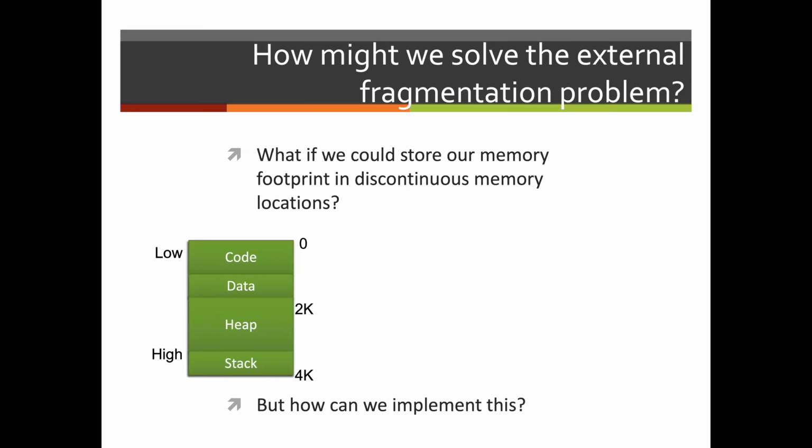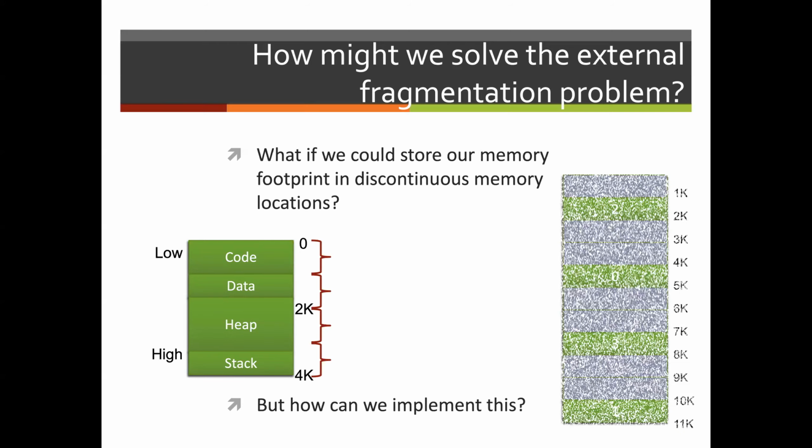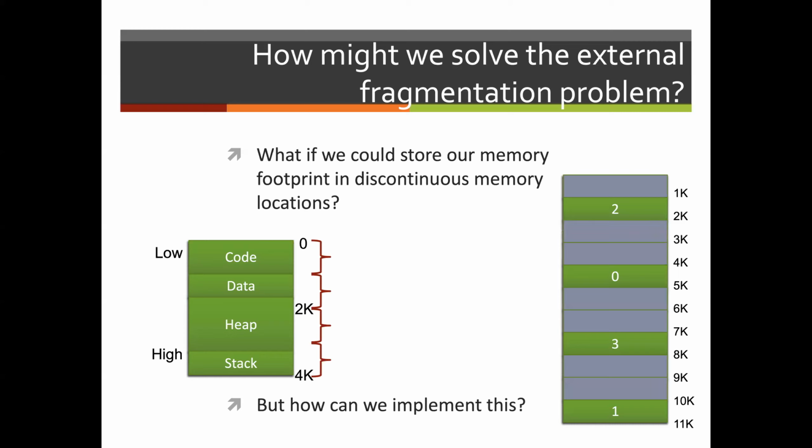So what if we could possibly store our memory footprint in discontinuous memory locations? And what would be needed in order for us to implement this approach? Well, what we can do is provide for what we call pages. So how could we split each of these processes into different pages? Well, each page is going to be represented as a 4K byte.